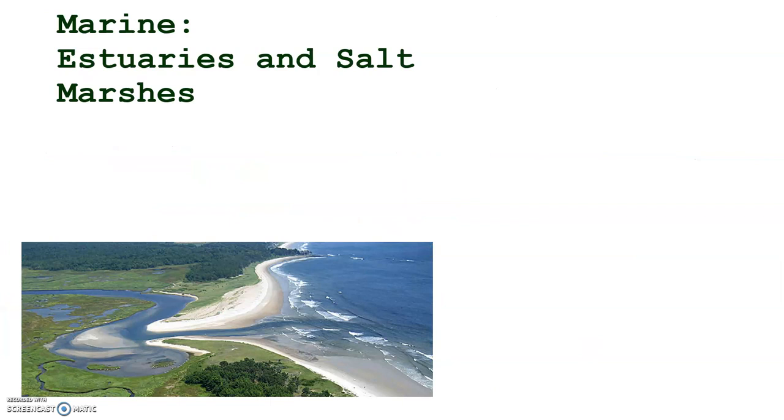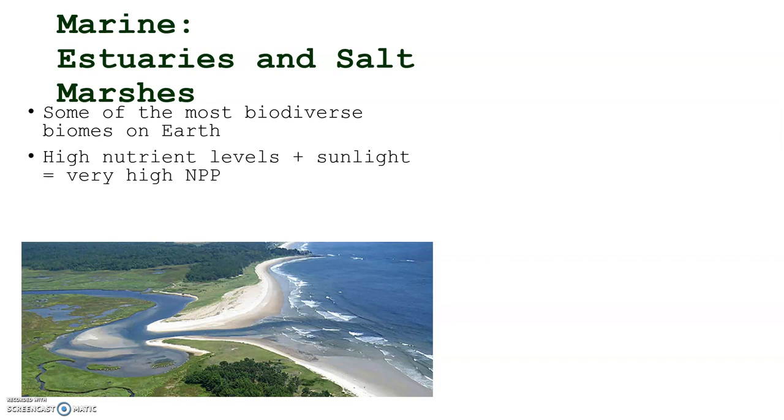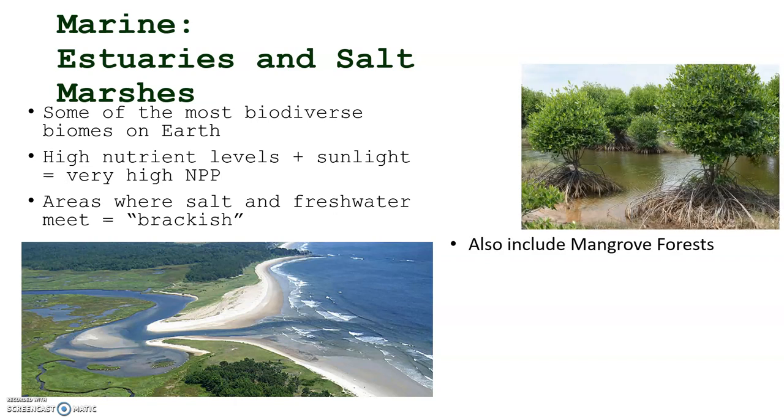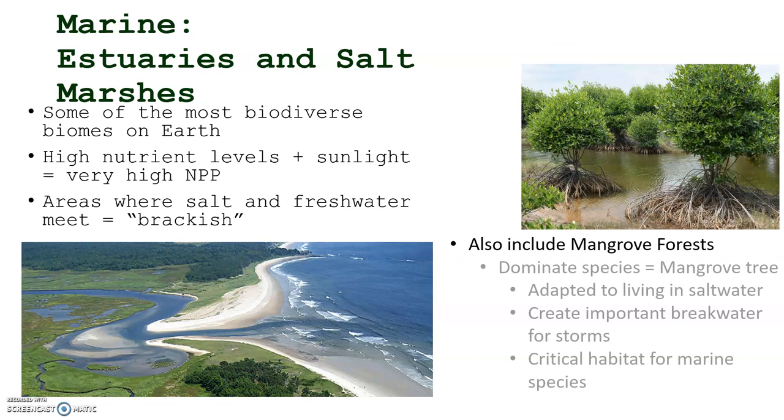For marine, we also have estuaries and salt marshes. Some of the most biodiverse biomes on Earth. They have high nutrient levels plus sunlight, and so they have very high net primary productivity. Lots of green in that picture that you can see. And areas where salt and freshwater meet each other are referred to as brackish water. It also includes mangrove forests.